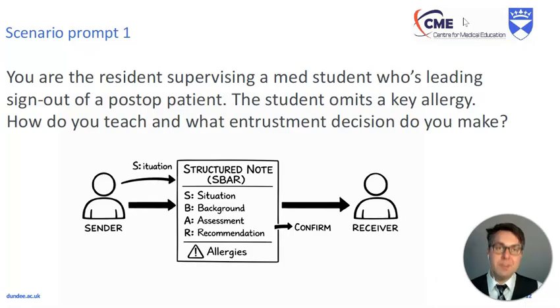Let's apply these ideas. A medical student is handing over a postoperative patient and forgets to mention a severe drug allergy. The admitting team almost gave that medication, but you intervened. How would you debrief the student, and how would this affect your trust? On a side note, this involves the handover EPA you got to know during lecture 1.